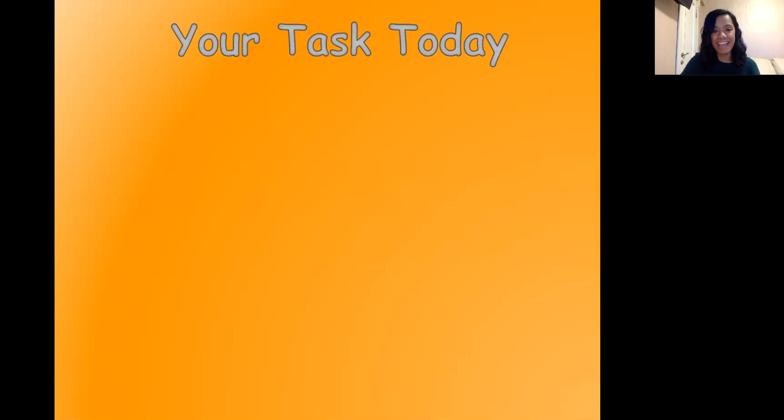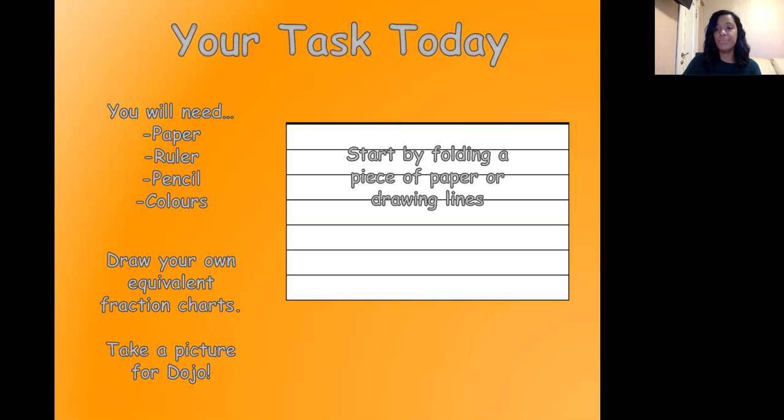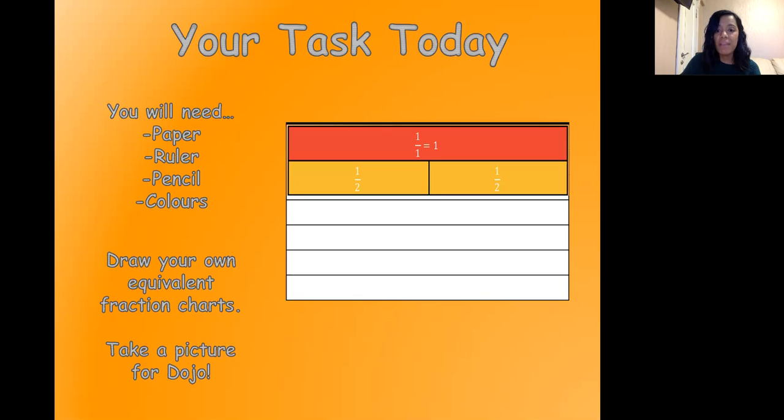Your task today, you will need paper, ruler, pencil, and colors. And you're going to draw your own equivalent fraction charts. And then you're going to take a picture for Dojo, okay? You're going to start by folding a piece of paper, or you can draw lines with a ruler, okay? And then you're going to start by doing this one. One whole bar, and you're going to cut it in half, okay? To go ahead and cut it into the pieces and to start your fraction chart, okay?